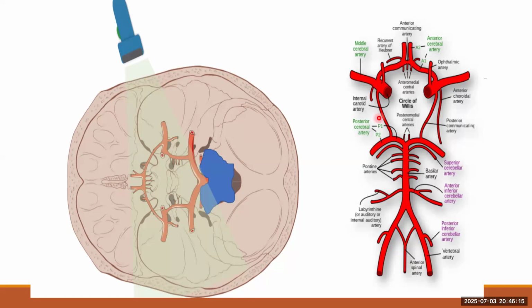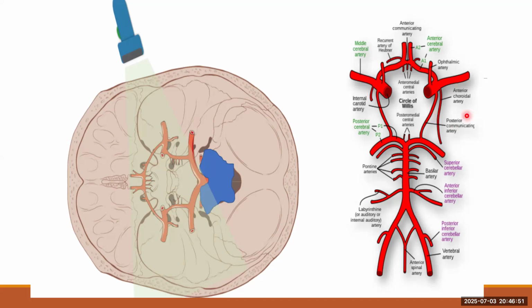The ICA gives out the ophthalmic artery and the posterior communicating artery, and then divides into the ACA and the MCA. Thereafter, the ACA joins the opposite ACA through the ACOM, and it also gives off a branch, the recurrent artery of Heubner. The other important branch is the anterior choroidal artery, which can sometimes be insonated on the transtemporal window.